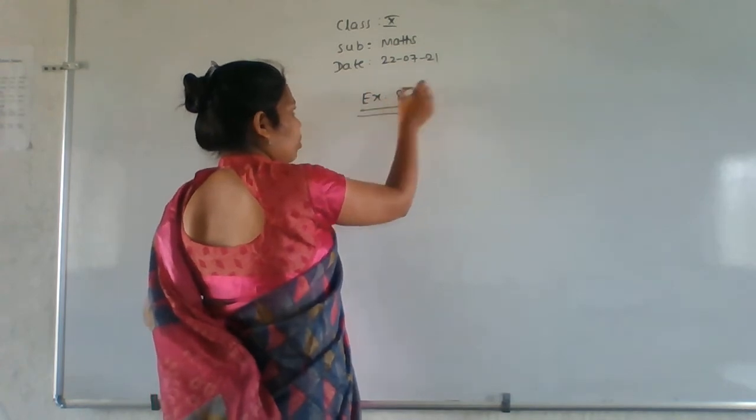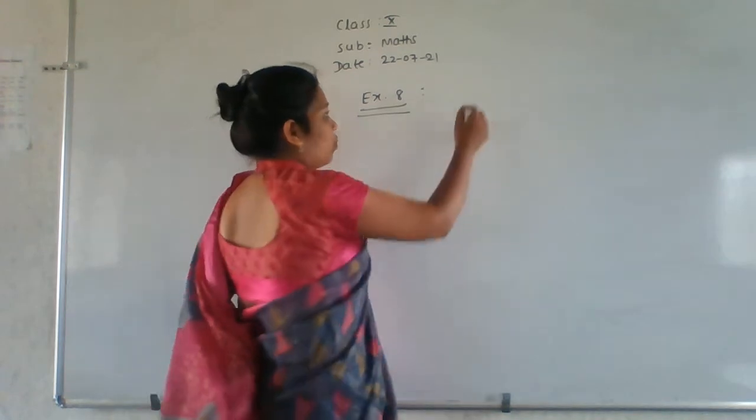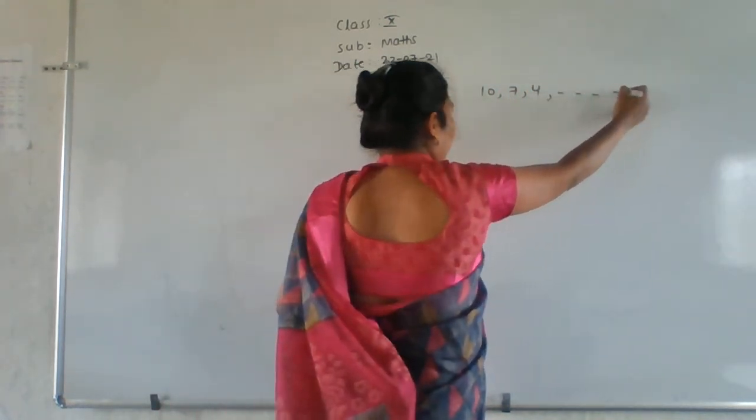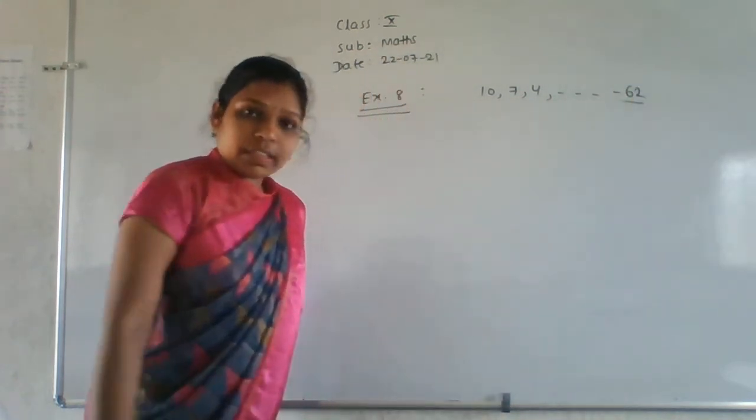Example number 8. What is the problem they given here? First they given an AP, right? So first write that AP: 10, 7, 4 and so on, minus 62 they given. This will be the last term here, right?